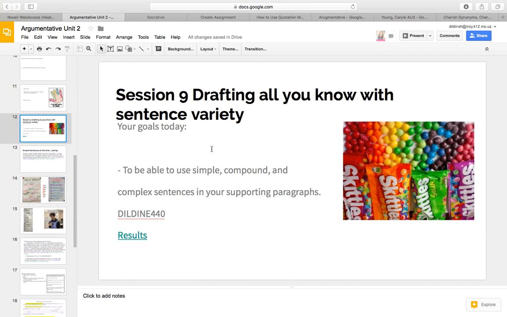Right, boys and girls, today our goal is that you are going to be able to draft with sentence variety. And you're going to be able to use simple, compound, and complex sentences in your supporting paragraph. What I want you to think about is, why is variety important in our writing?